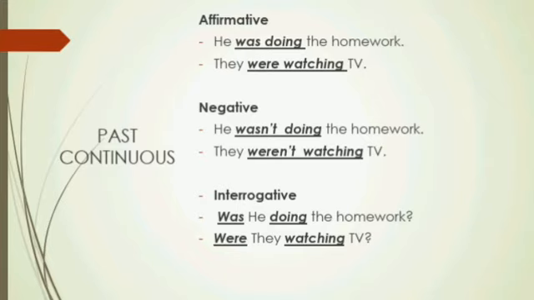In second example, we have were they doing homework? Were is the auxiliary. They is the subject. Doing is the main verb with ing. We can use short answers for these questions. Yes, he was. No, he wasn't. Yes, they were. No, they weren't.